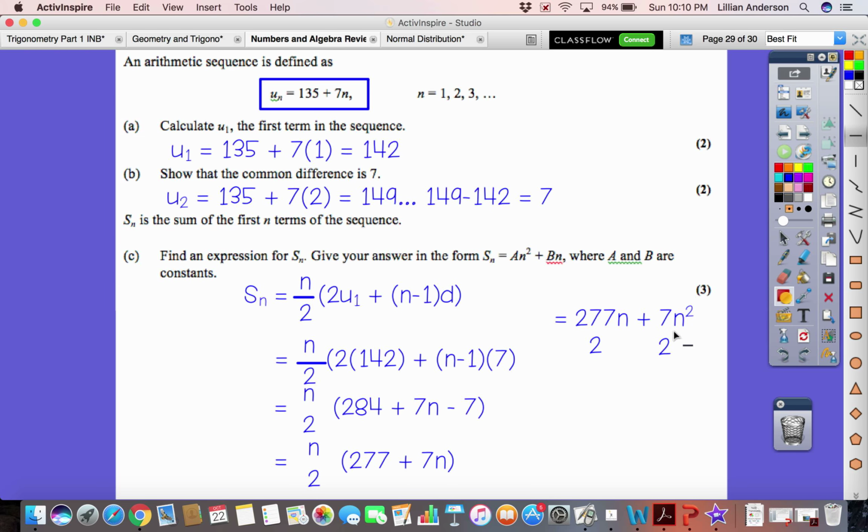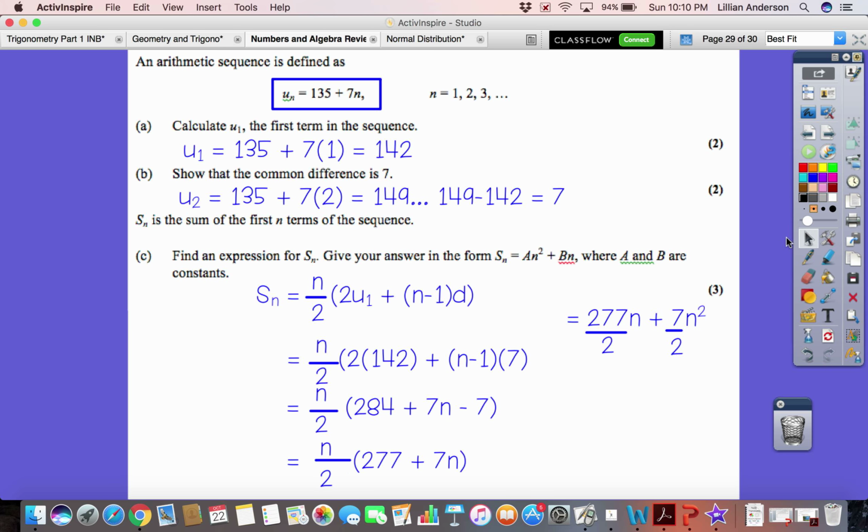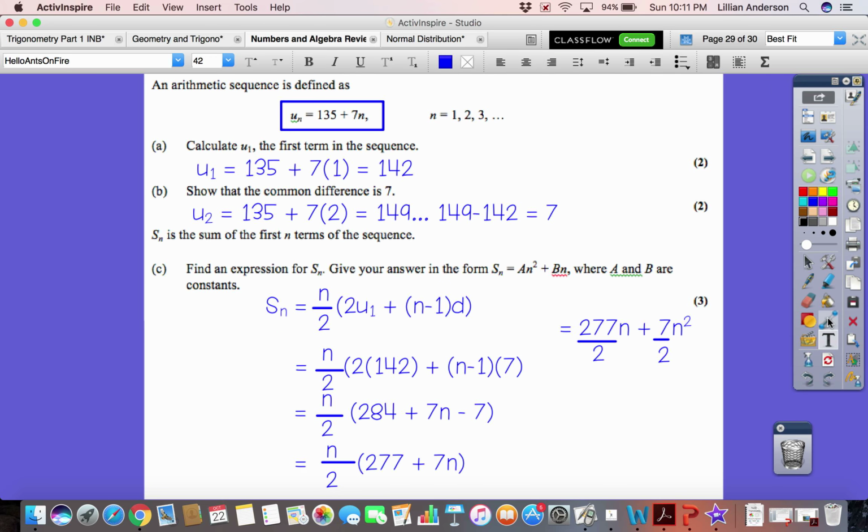And then that would have been your final answer. Okay, so you actually had to show that algebraic process using the formula for sums for an arithmetic sequence, and then actually go about doing the problem. Yes, a is a fraction, so a_n squared was 7 over 2 n squared. b_n was 277 over 2n, and that was your answer for C.